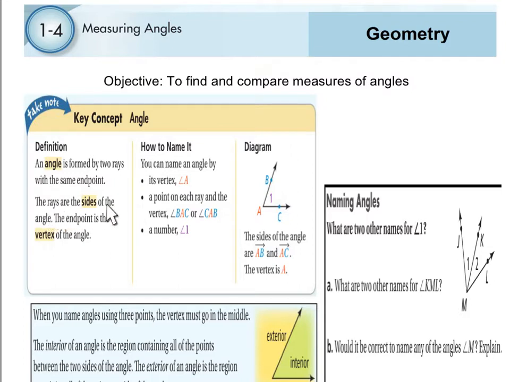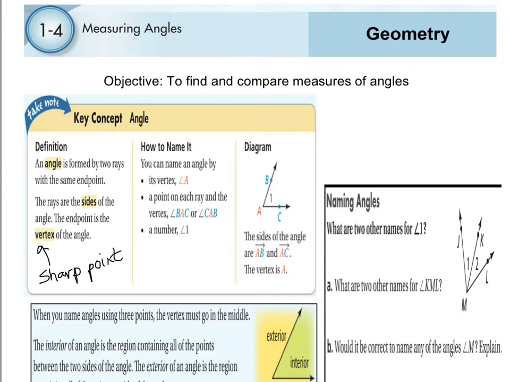The rays are the sides of the angle. The endpoint is the vertex of the angle. The vertex, or the sharp point. You might want to add that in there. This means the sharp point of the angle. That's the vertex. It's made up of two rays.